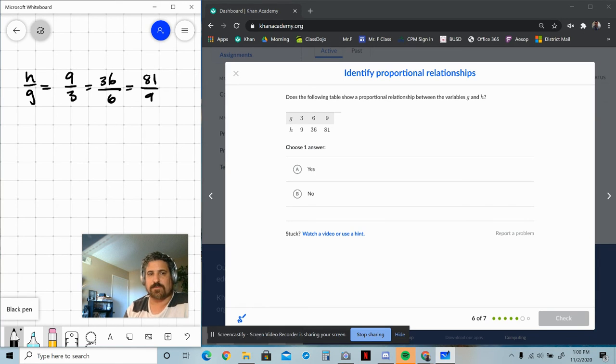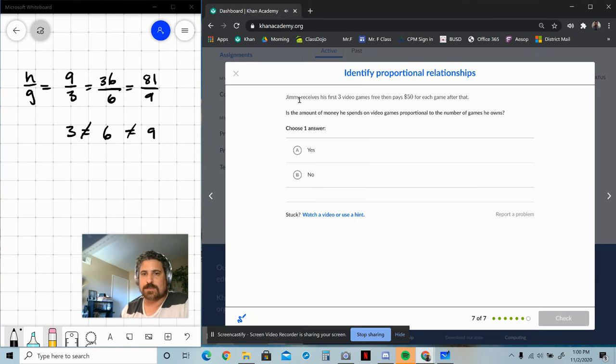What's the value of that ratio? Well, 9 over 3 is 3, and 36 over 6 is going to be 6, and 81 over 9 is going to be 9. So are these constants the same? Are these multipliers the same? No, they are not. This is a no.